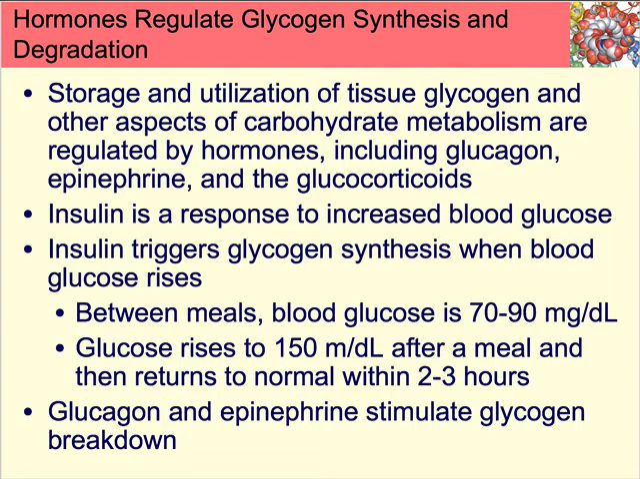Hormones regulate glycogen synthesis and degradation. Storage and utilization of tissue glycogen and other aspects of carbohydrate metabolism are regulated by a series of hormones, including glucagon, epinephrine, and the glucocorticoids. Insulin is a response to increased blood glucose, and insulin triggers glycogen synthesis when blood glucose rises. Between meals, your blood glucose level is typically 70 to 90 milligrams per deciliter if you're not diabetic, and glucose rises to about 150 milligrams per deciliter after a meal and then returns to normal within 2 to 3 hours. Glucagon and epinephrine stimulate glycogen breakdown.